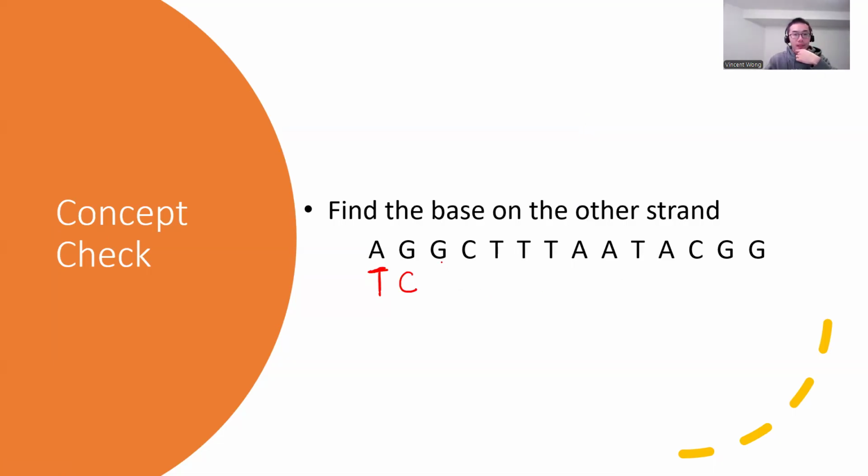Yeah, that's good. Okay, so C goes with G. TTT would be AAA. Does anybody need clarification on this? If you don't understand, feel free to ask. Everybody got it? All right, I will believe you.